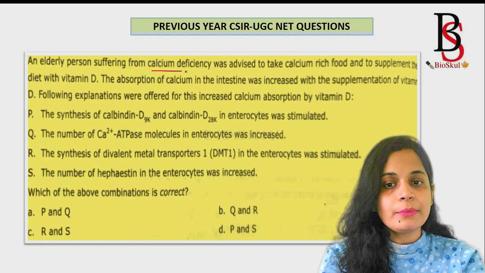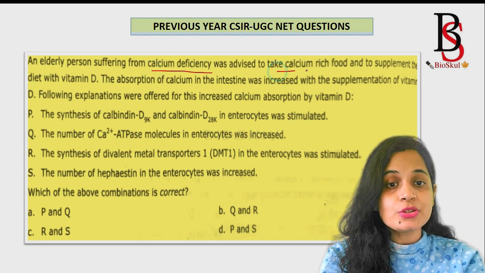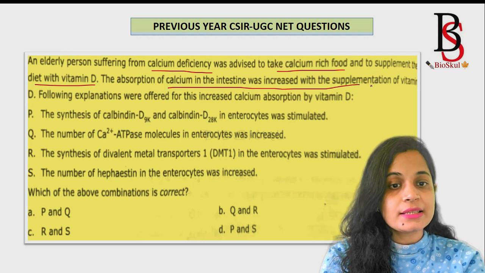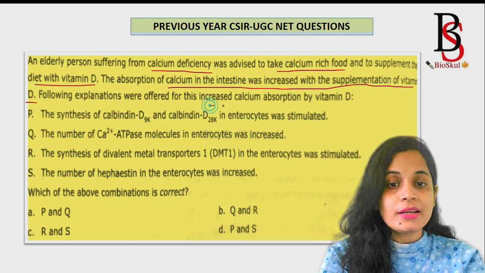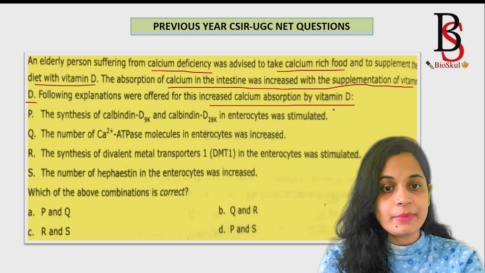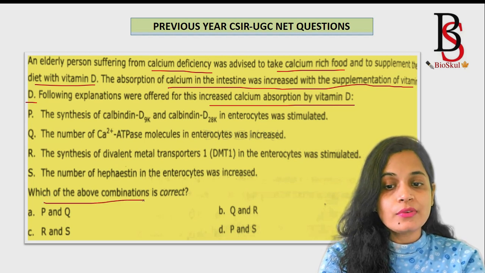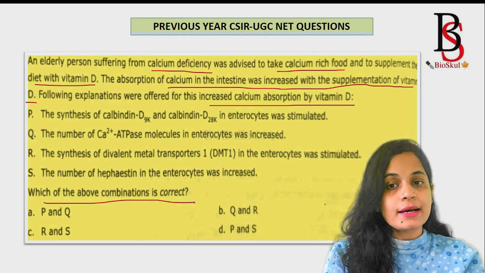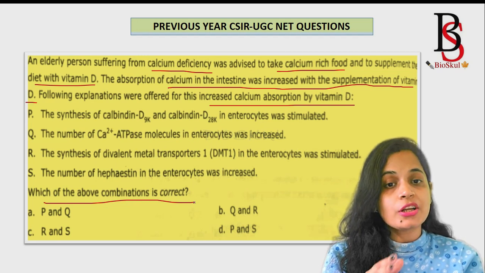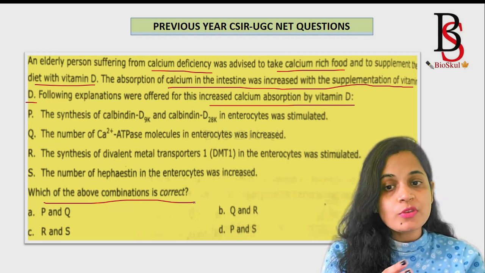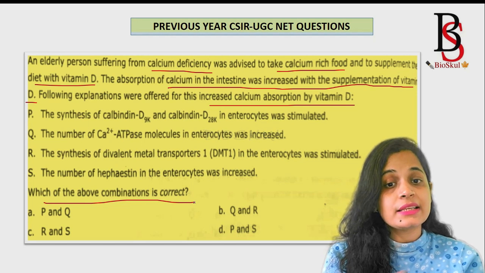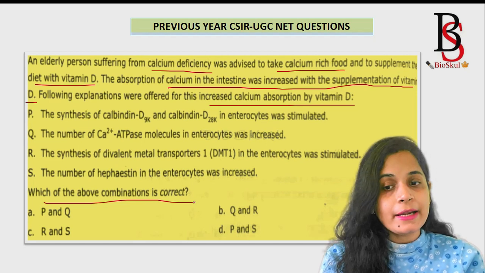An elderly person suffering from calcium deficiency was advised to take calcium rich food and to supplement the diet with vitamin D. The absorption of calcium in the intestine was increased with the supplement of vitamin D. The following explanations were offered for this increased calcium absorption by vitamin D. Which of the above combinations is correct? So the question is that the person is deficient in calcium and the doctor advised him to take calcium with the vitamin D supplement. Which of the following explanations were offered for this increased calcium absorption by vitamin D?